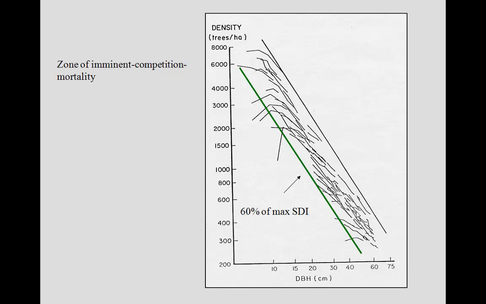Drew and Fuelling, who did some of the early work in North America with size-density relationships and relative density, referred to this as the zone of imminent competition mortality, which was pretty clever. I mean, their choice of this phrase. The idea being that if you've got a stand whose combination of mean size and density puts it in this zone, if competition-related mortality, if self-thinning hasn't started yet, it will soon. So imminent competition mortality is what they chose to call that.